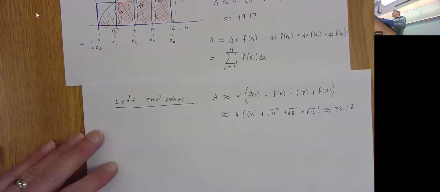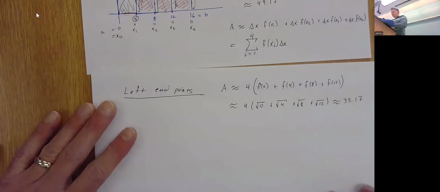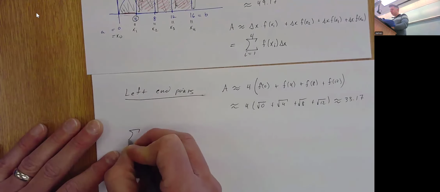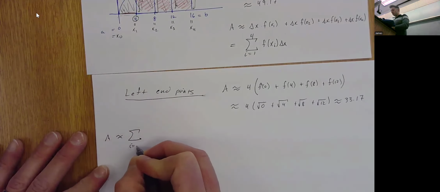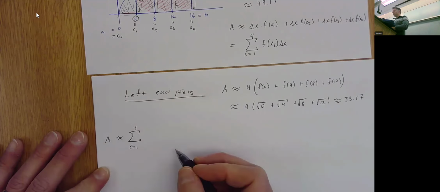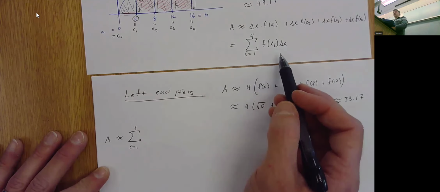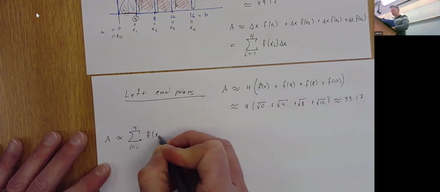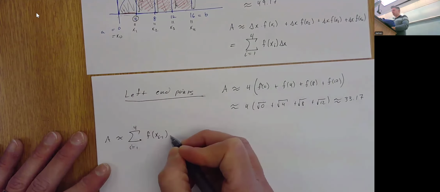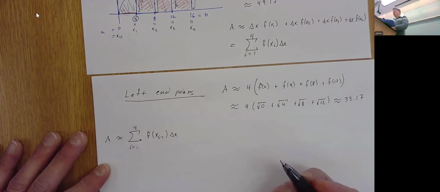So, and yes, I would say the standard way is to do it from 1 to 4. So if I was writing the summation here for the area approximation, it'd still be the sum from i equals 1 to 4. But now, instead of f of x sub i times delta x, it's going to be f of x sub i minus 1 times delta x.